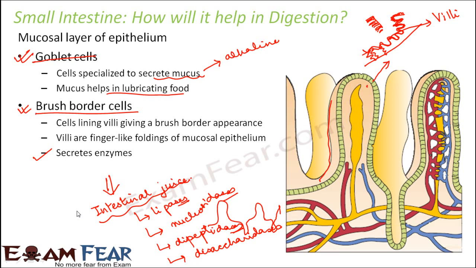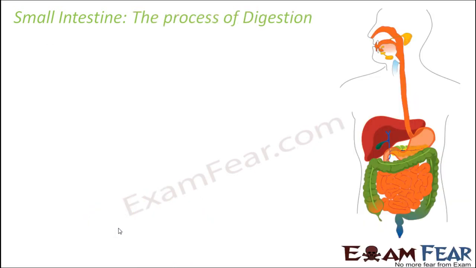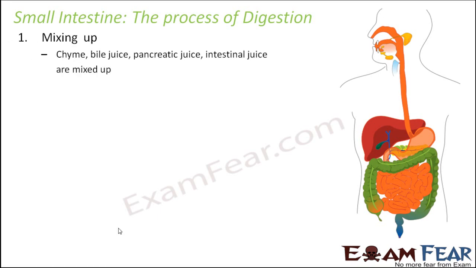So the partially digested food needs to be fully digested now, and for that this intestinal juice will also help. So let us see how. So now we will look at the exact process of digestion. So for that, the first step is going to be mixing up.